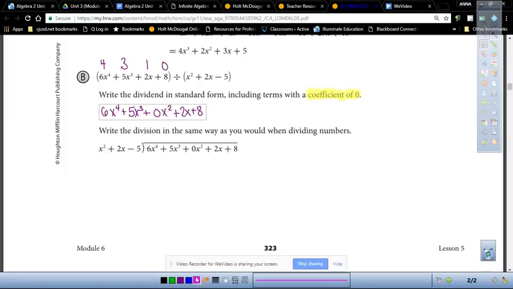So now I'm going to ask myself the same question. How do I make x squared look like 6x to the 4th? Well, I can turn x squared into 6x to the 4th if I multiply it by 6x squared. Since I multiply it by 6x squared, I have to distribute that to each item in my divisor. So that becomes 6x to the 4th. That becomes 12x cubed, because x squared and x is x cubed, and negative 30x squared.